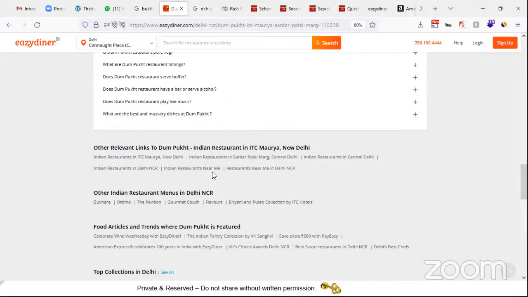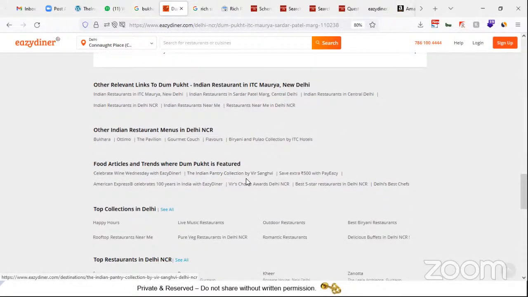And then this is a generic restaurants near me, Delhi NCR page. We try to get a lot of boost for this page and hence include it in all the pages of Delhi NCR. And then these are the other restaurants which are in the same vicinity as the ITC Maurya restaurant. And then these are the articles which have Dampukht as a topic, or it has been mentioned in these articles, and hence we are saying if you want to know more about Dampukht, it was also featured in these. You can also go and read this.